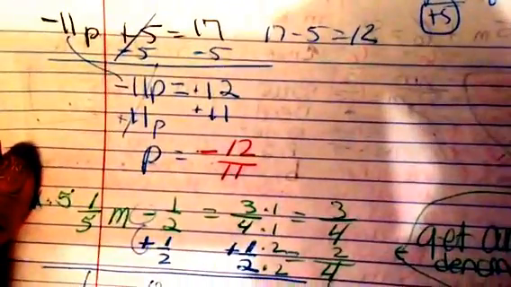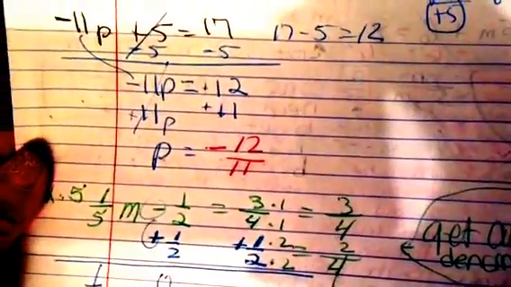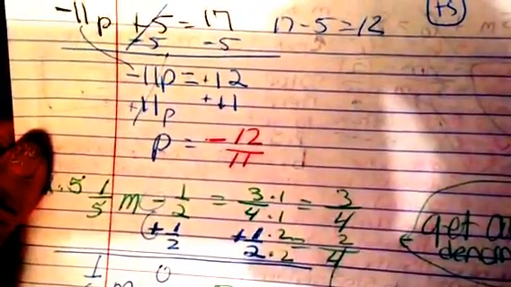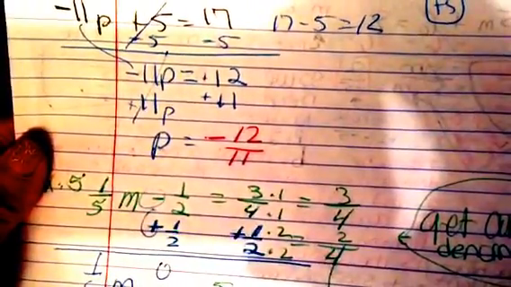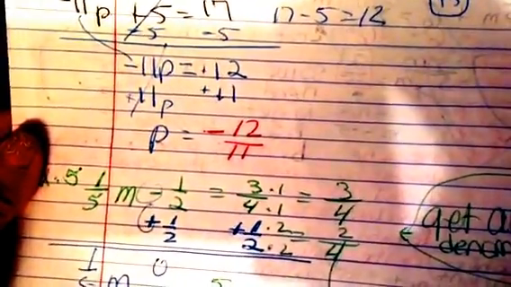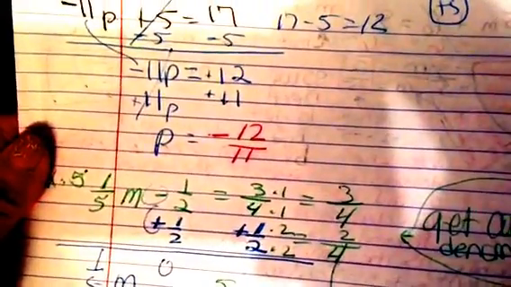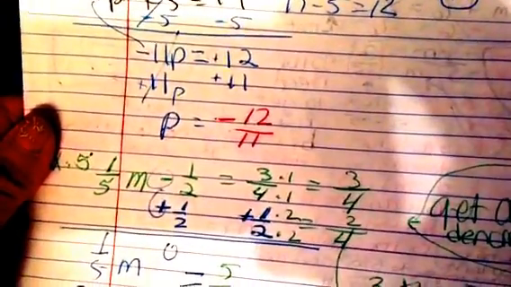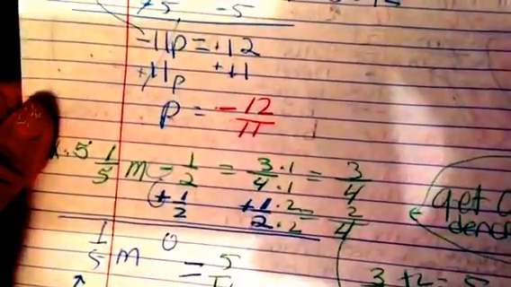Then we still don't have p by itself. So we have our negative 11p, and we divide by negative 11 on both sides. 11 goes into 12, and then you've got 11's canceling out, leaving the p alone. So we have p equals negative 12 over 11.